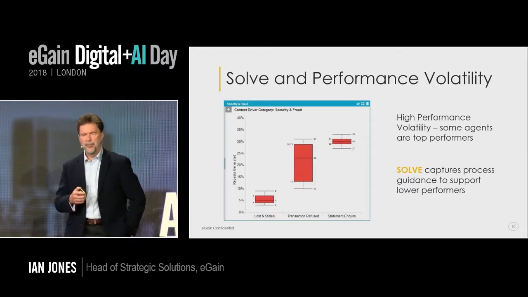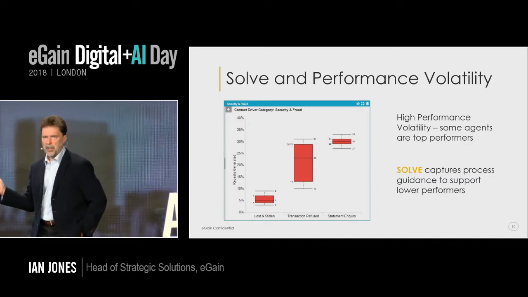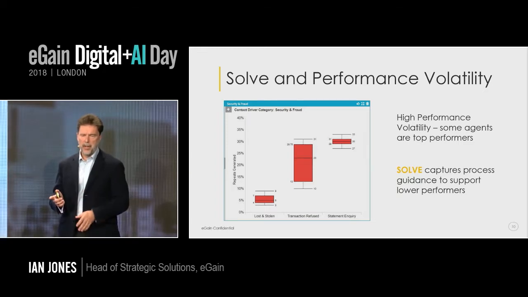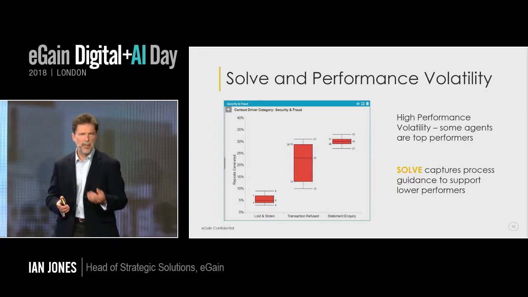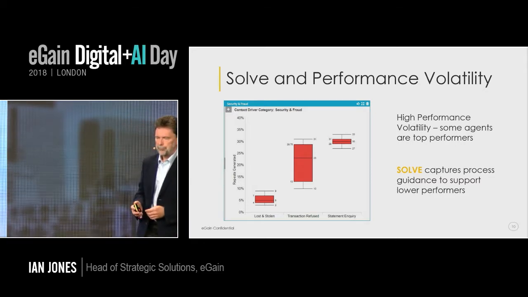When we're talking about performance volatility, we've used a chart like this one. On the left-hand side, we're looking at a particular KPI. In this case, it's repeat calls, and that goes from 0 up to 40%. And across the bottom, we're breaking that out for the different call types we're interested in.